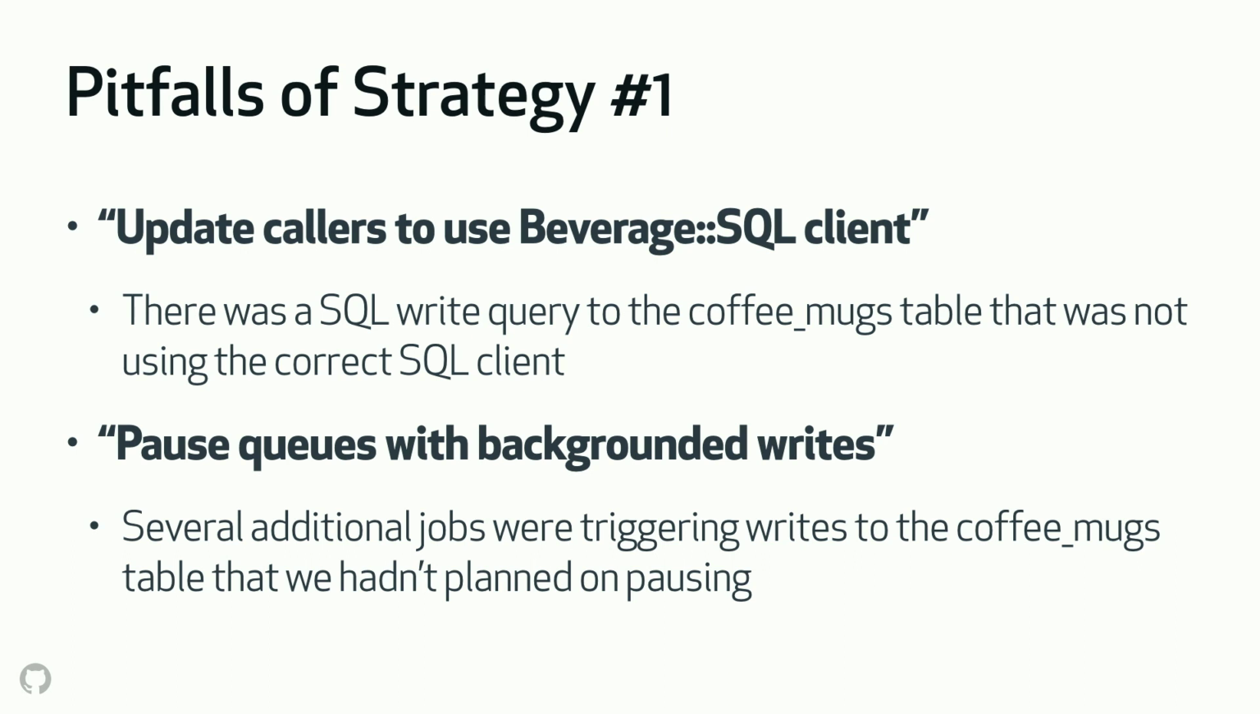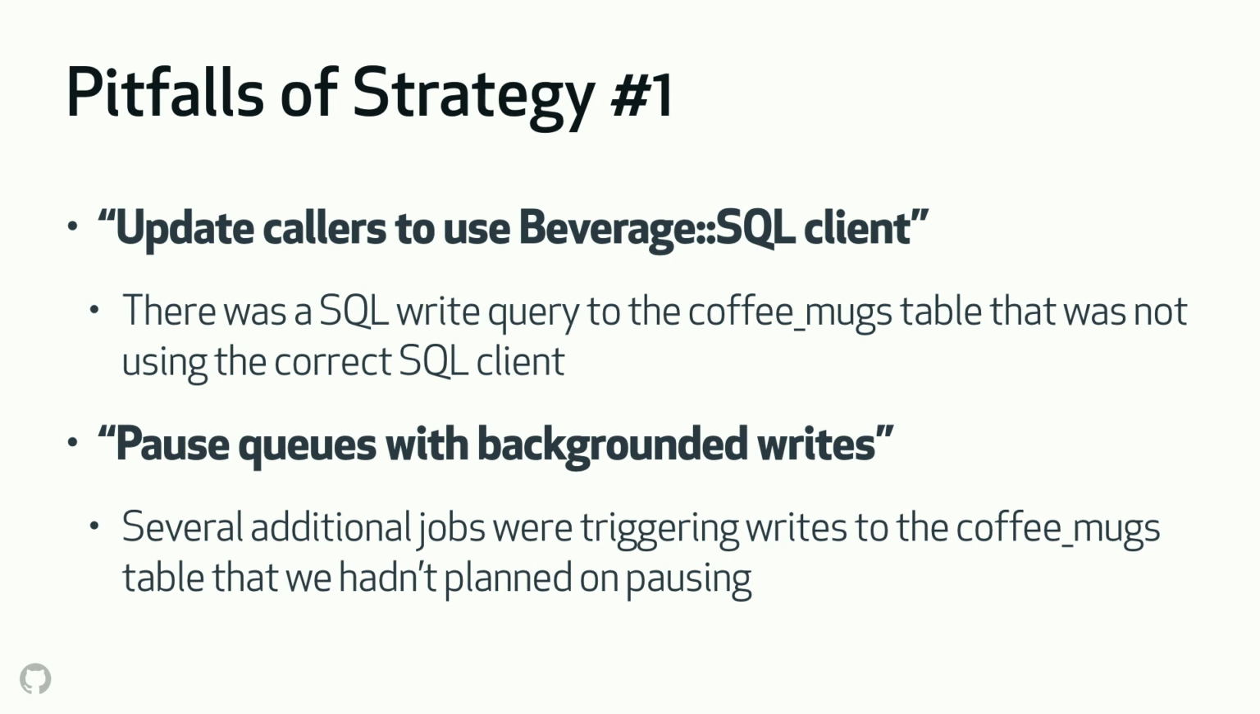Unfortunately, this was not a perfect strategy. There were some pitfalls that we ran into during the cutover, so that made it even more fun. As I stated, we needed to update all of the callers that were doing SQL queries to the coffee mugs table to use that custom client, right? There was one write query going to the coffee mugs table that was not using the correct SQL client. This was just human error, but with this strategy we were vulnerable to human error. This just meant that we needed to cut a PR mid-cutover and then deploy it. So it wasn't the end of the world, but something unexpected that popped up.